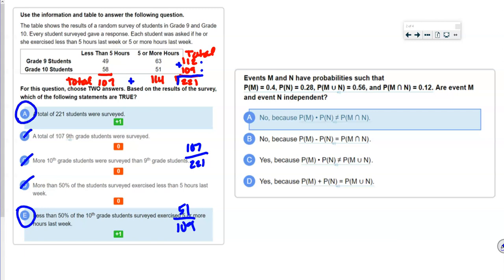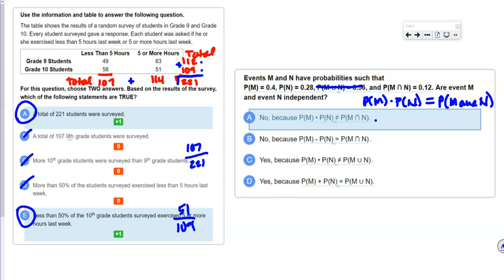So the next one says events M and N have probabilities such that the probability of M is 0.4, the probability of N is 0.2, the probability of M or N is 0.56, and the probability of M and N is 0.12. Are events M and N independent? So first thing I want to show you guys is we don't use or statements here. We just use the probability of M times the probability of N equals the probability of M and N. Does that equal the probability of M and N? So that's what we're going to do here.